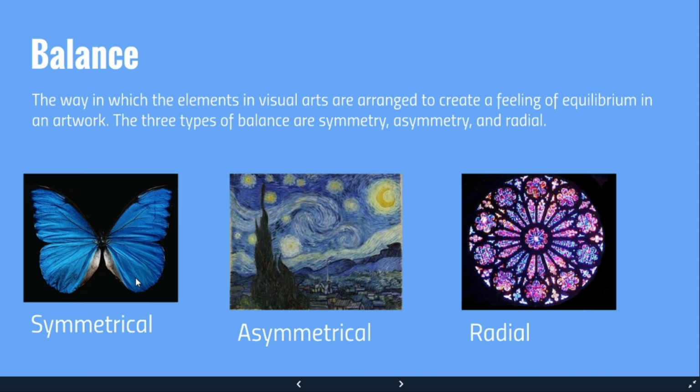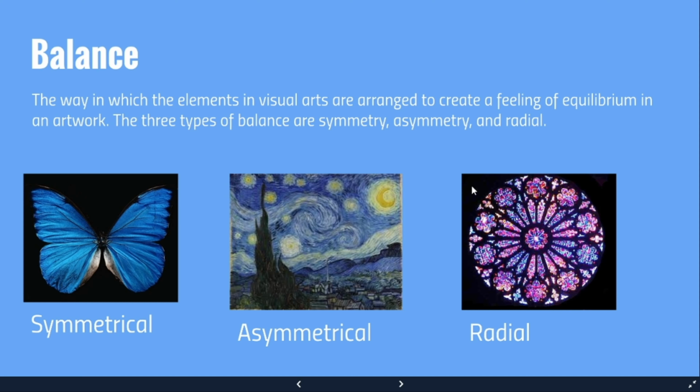If you get over here to asymmetrical, which is Vincent van Gogh's Starry Night, this right here, the cypress tree, kind of offsets this over here. It's balanced between these 2 elements, but they're not the same. It's not equal in each section of the painting. So this has a little bit more stuff in it than it does over here.